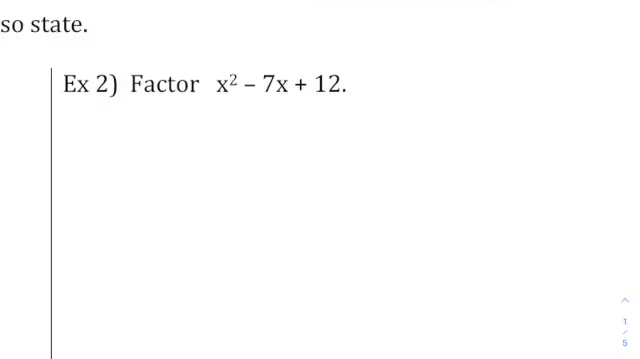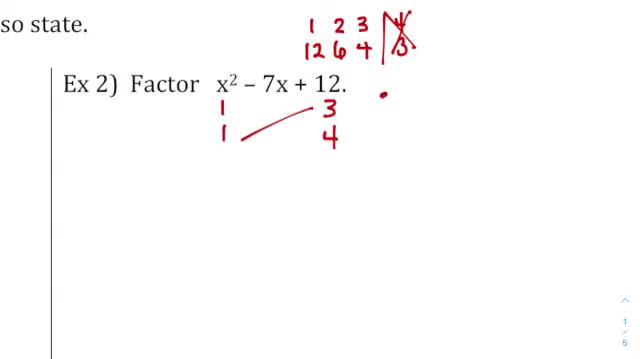Example number 2. Leading coefficient is 1, so I'm just going to put down 1 times 1. Then for the 12, I'm going to write down all my combinations of multiplying: 1 and 12, 2 and 6, 3 and 4, and then 4 and 3. I did all my combinations. Which two numbers have a possibility of 7? I would think maybe 3 and 4. 1 times 3 is 3, 1 times 4 is 4. I got my positive 7. But what kind of 7 do I want? I want a negative 7.